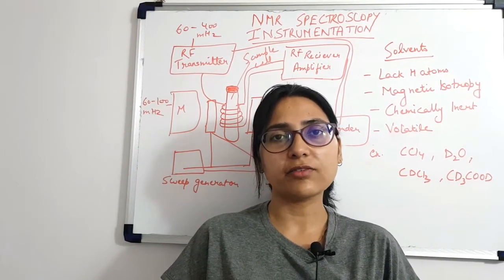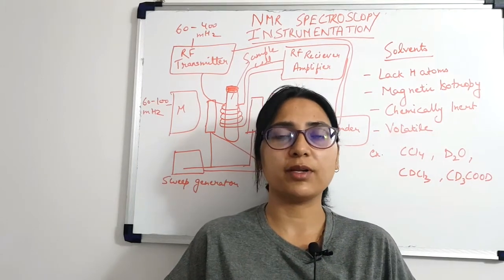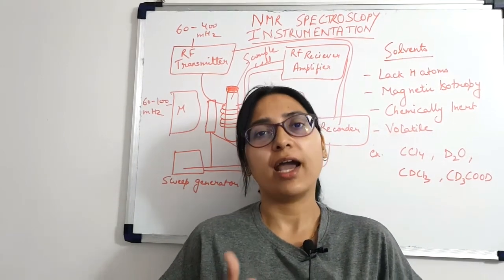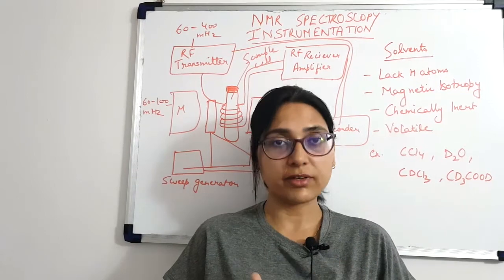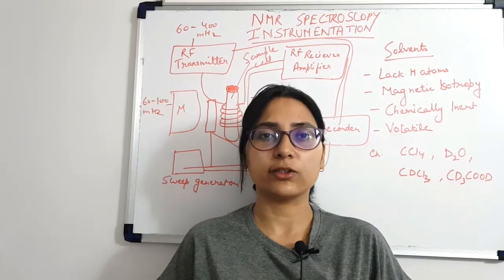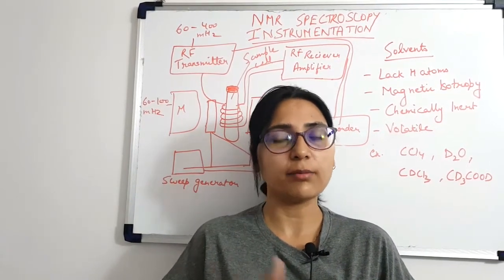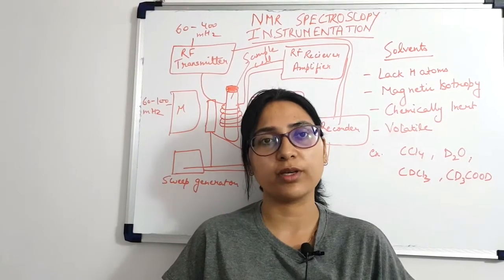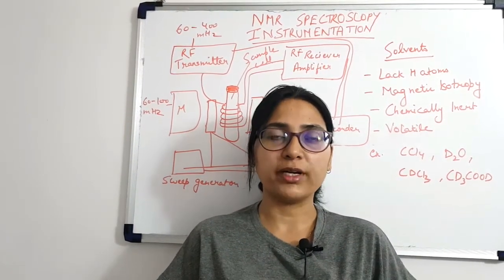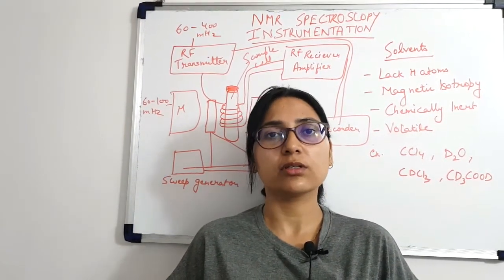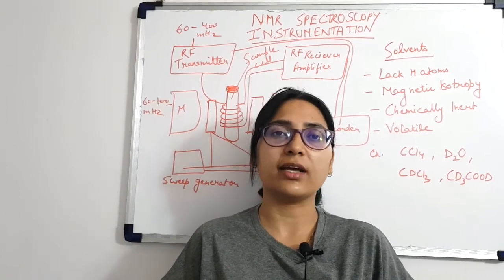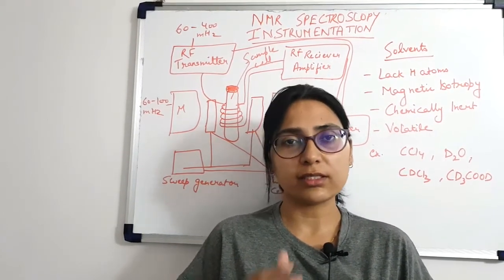Now, in our last video, we talked about the basic principle behind NMR spectroscopy and the chemical shift. In this video, we're going to talk about the instrumentation of NMR spectroscopy and some applications of NMR spectroscopy. So, an NMR spectrophotometer or NMR spectrometer is used as an instrument in NMR spectroscopy. So, let's get started.